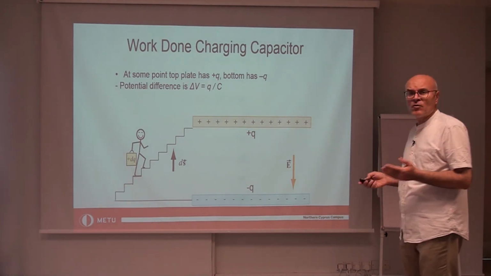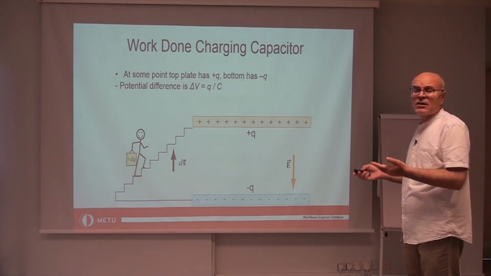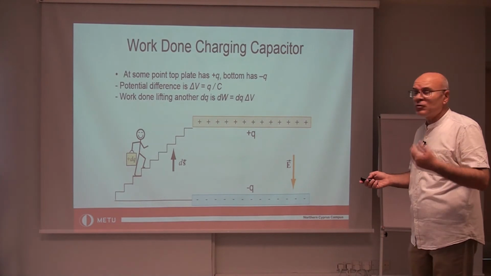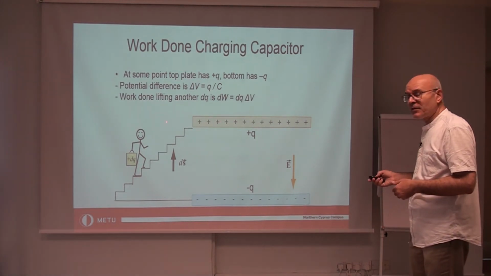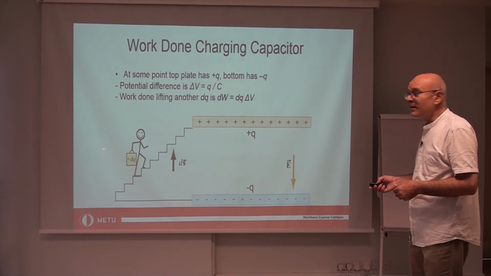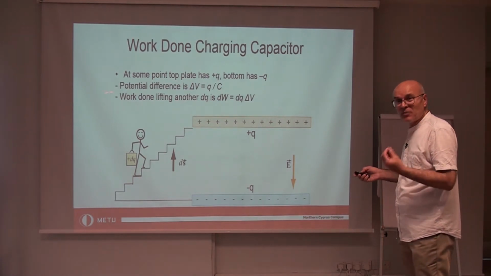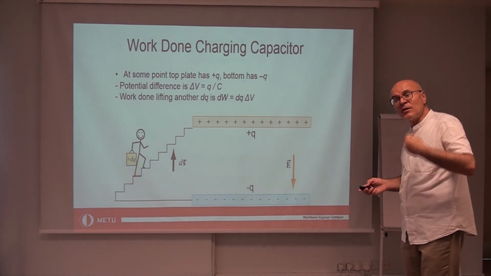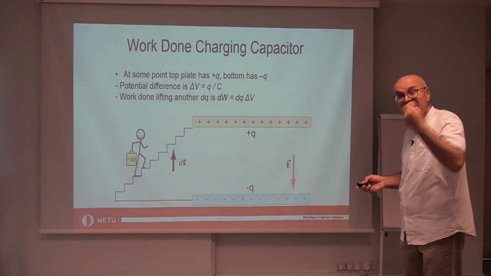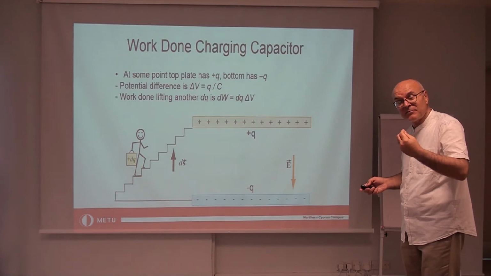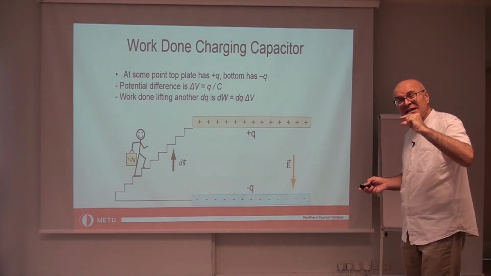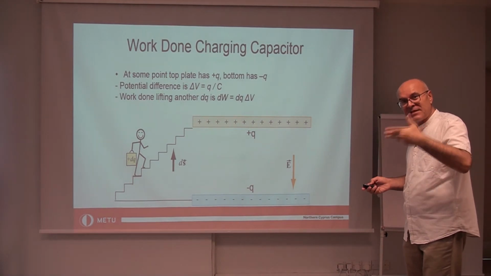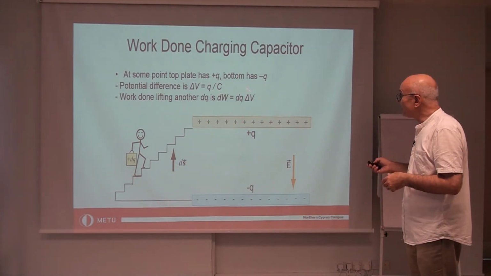Delta V is equal to Q over C, or C is equal to delta V over Q. Now, if you want to add one more charge, to move one more charge from here to here, and this charge is dq, a positive charge dq, then this means that the work that needs to be done by the external force, which is equal at the same time to the change in the potential energy of the system, is equal to dq times delta V.